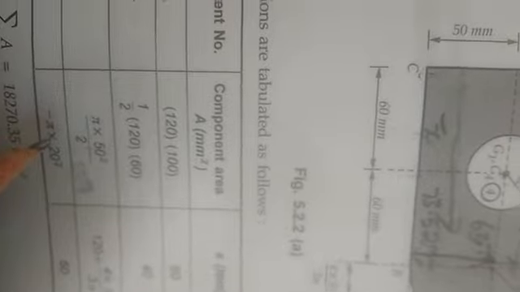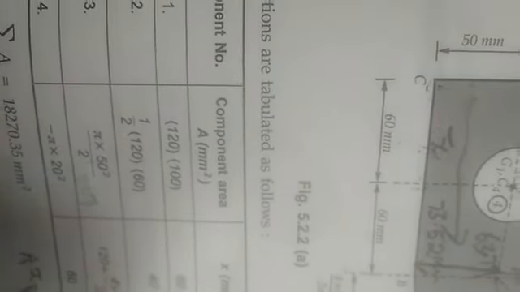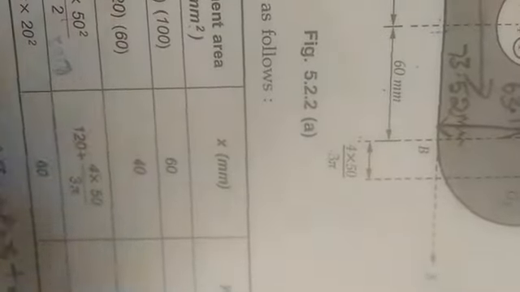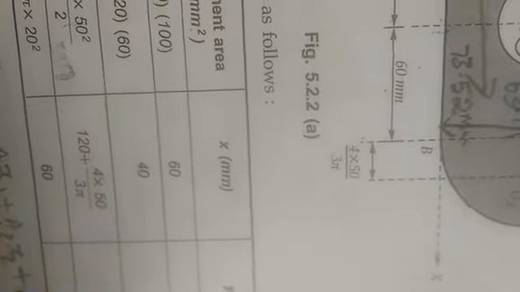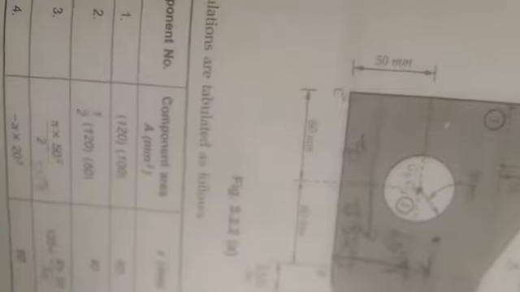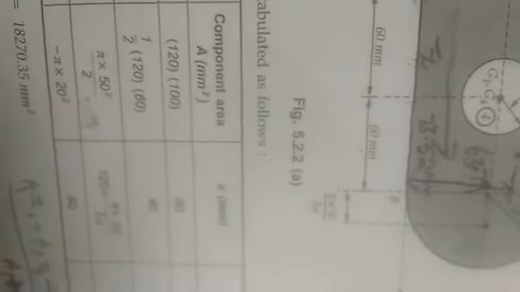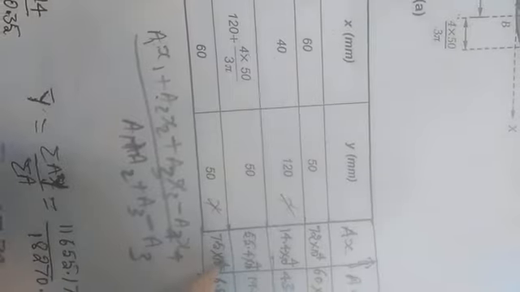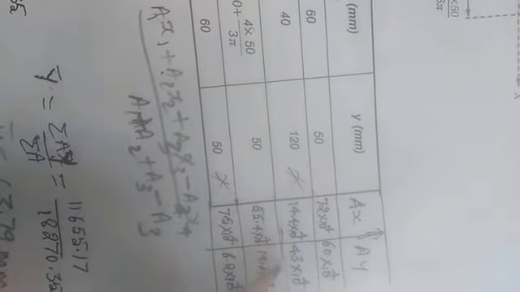Don't forget this. In the formula, it is area 1 x1 plus area 2 x2 plus area 3 x3 minus area 4 x4, divided by area 1 plus area 2 plus area 3 minus area 4. Don't forget it. This is a1 x1, a2 x2, a3 x3, and a4 x4. Similarly a1 y1, a2 y2, a3 y3, a4 y4. All this together you have to put, with the minus values.